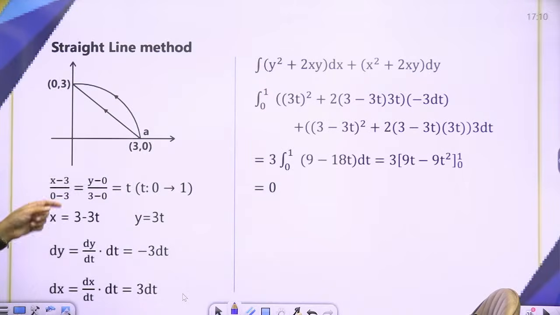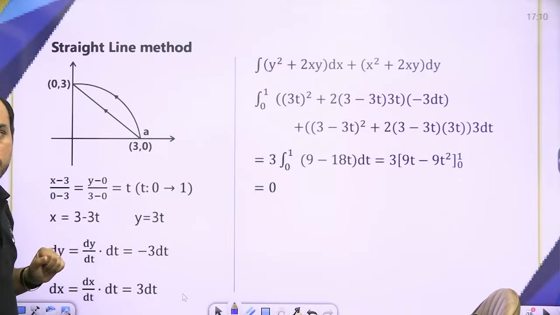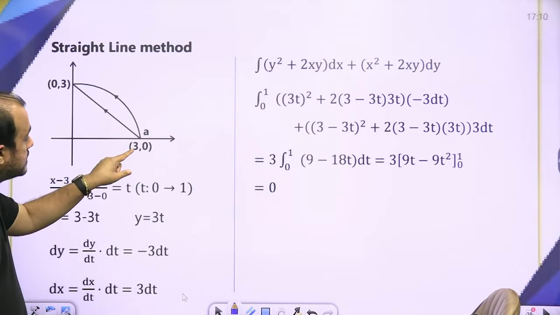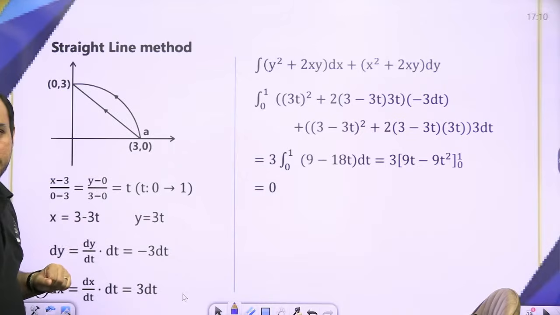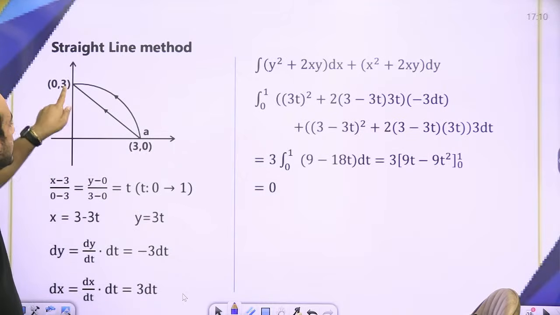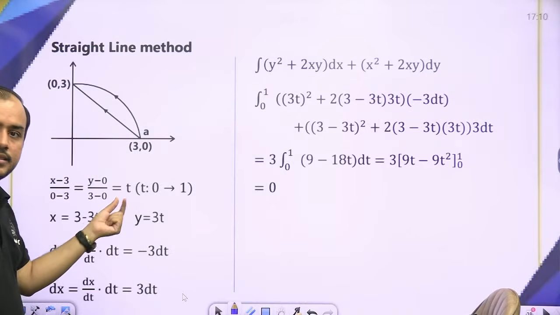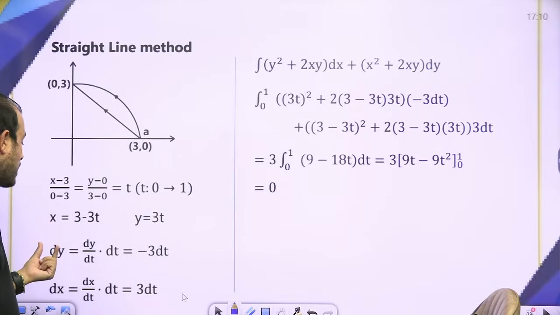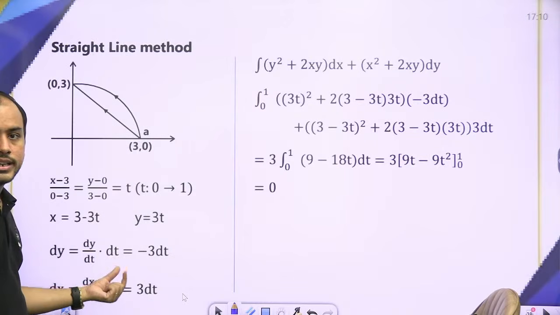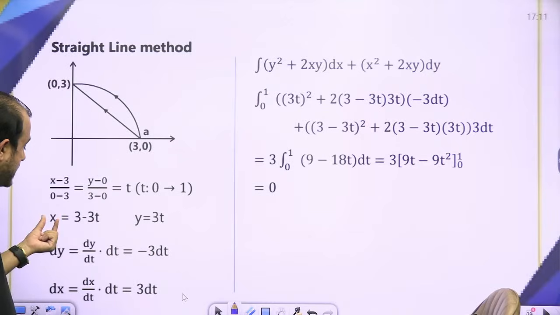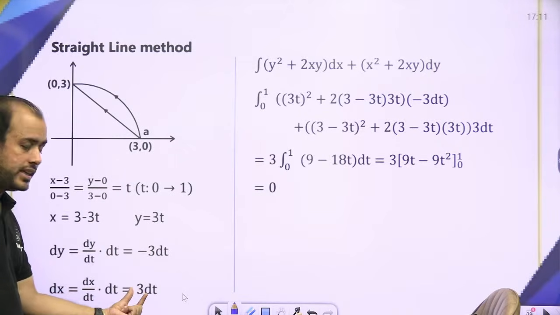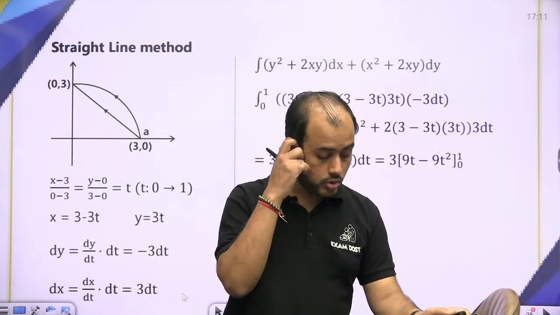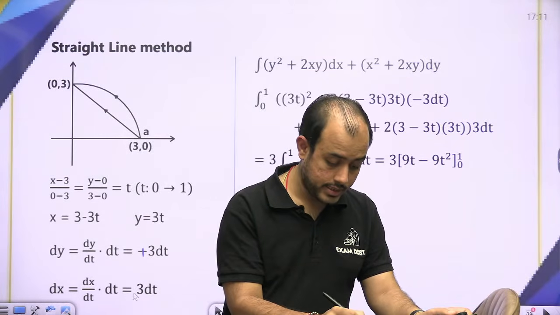Straight line method: you can choose the path as a straight line going from A to B. How to write the equation? x minus 3 upon 0 minus 3, second point minus first point, equals y minus 0 upon 3 minus 0, second minus first, which is t. So x will become 3 minus 3t, y will become 3t. So now you can write dx as dx by dt into dt, which is minus 3 dt, and dy as dy by dt into dt, which is 3 dt. One second, dy will be 3 dt, actually dx will be minus 3 dt.